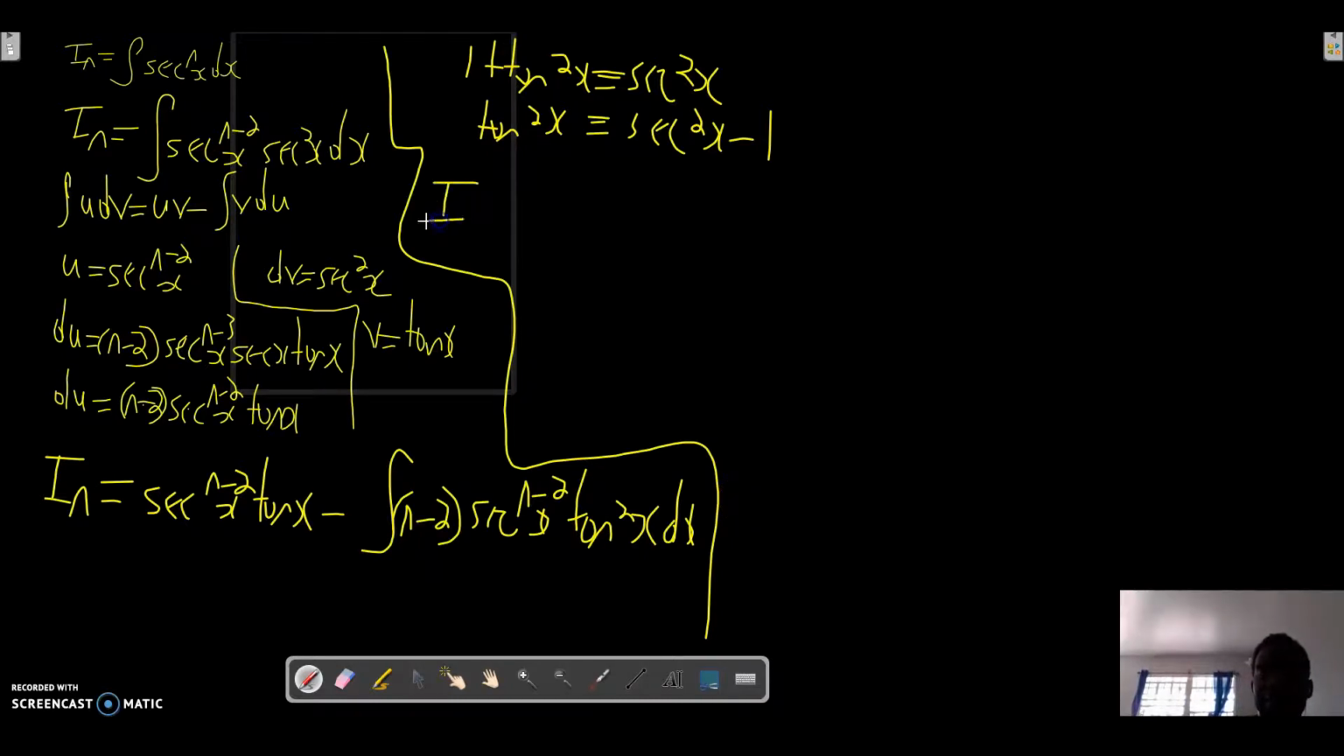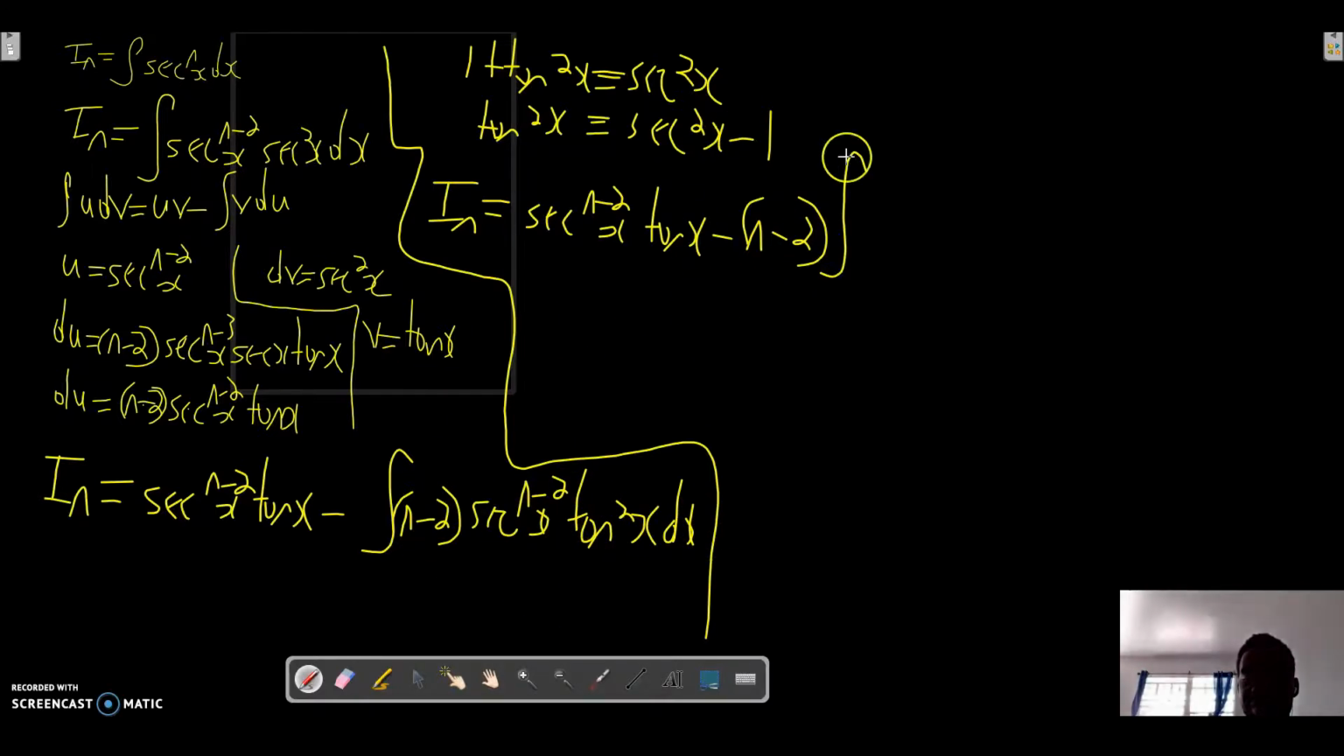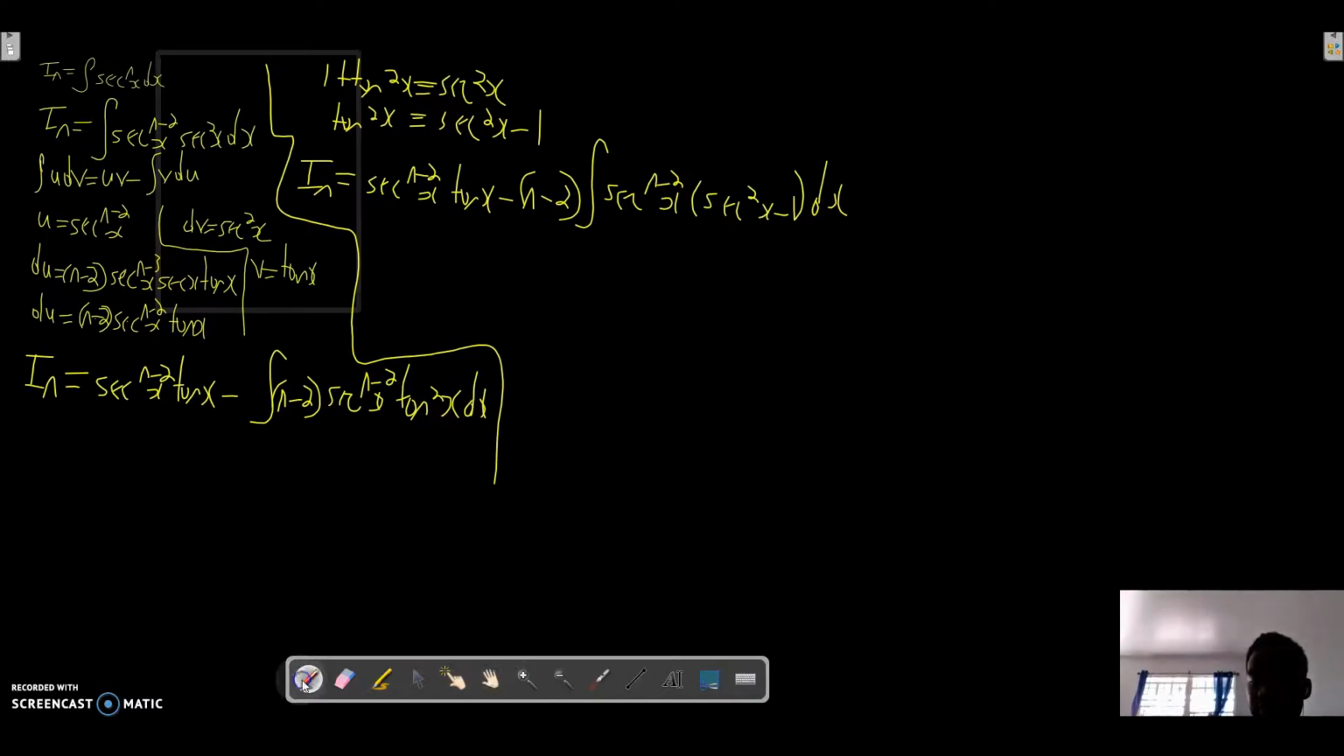So you're going to have I_n equal sec to the n minus 2 x tan x minus, and of course we can pull the constant out now. So you have n minus 2, which is a constant on the outside. And of course I'm going to change the tan squared x to sec squared x minus 1. So I'm going to bring back the sec to the n minus 2 x, and I'm going to replace the tan squared with sec squared x minus 1. Do not leave out the dx. Alright, I'm going to need space, so let me just reduce as I go along. Now, what do I do next? At this point, since we have a difference here, we can split this integral.